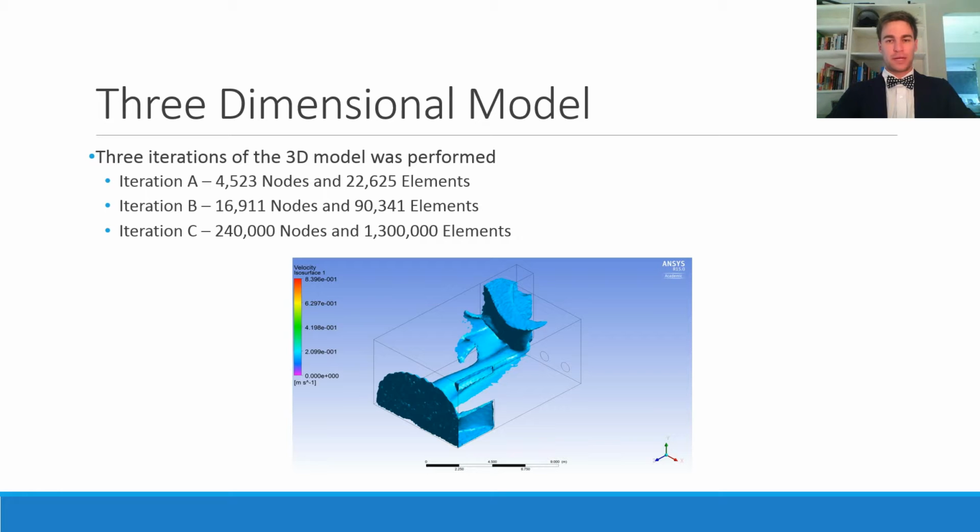The three-dimensional model underwent 3 iterations of mesh refinement. Iteration A had 4,500 nodes and 22,000 elements. Iteration B had 16,900 nodes and 90,000 elements. Iteration C had 240,000 nodes and 1.3 million elements, and took 70 hours to simulate. It was assumed that as the two-dimensional model achieved mesh independence at 250,000 nodes, at 240,000 nodes for the three-dimensional model, mesh independence was also achieved. This could be investigated further with additional time.